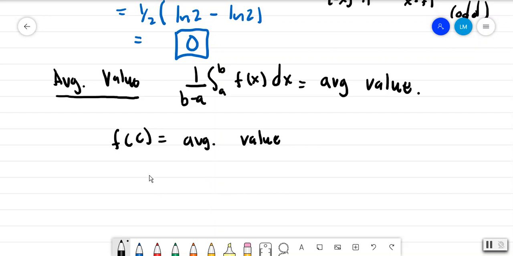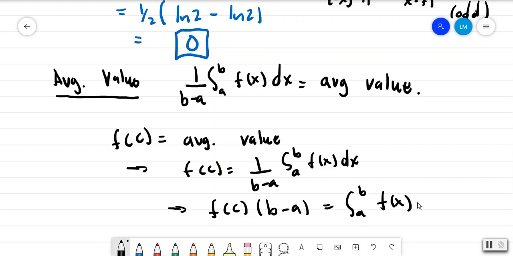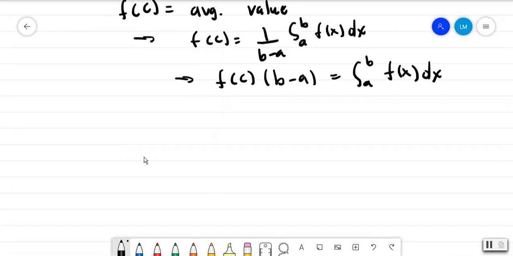So let's say that this was the average value. Well, what that would mean is that f of c is equal to 1 over b minus a, multiplied by the integral from a to b of f of x dx. Now, this gives us a nice little result that f of c multiplied by b minus a is equal to the integral from a to b of f of x dx.